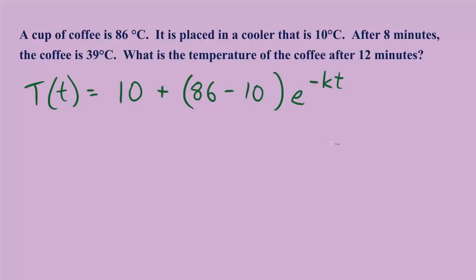How will we find our growth rate? That's where we will incorporate the next piece of information. After 8 minutes, the coffee is 39 degrees Celsius. I've put that information into our formula, that we will reach a final temperature of 39 degrees after 8 minutes, when t equals 8. And now we have an equation that has only one unknown, k, our growth rate.